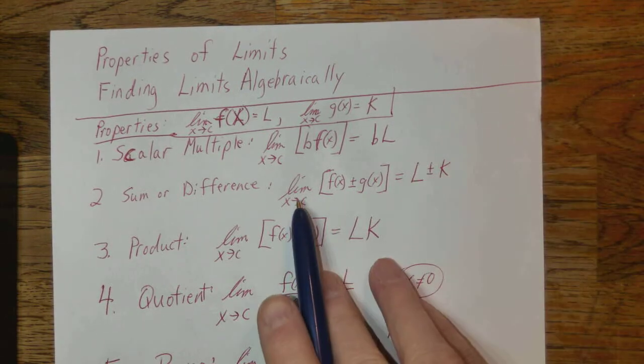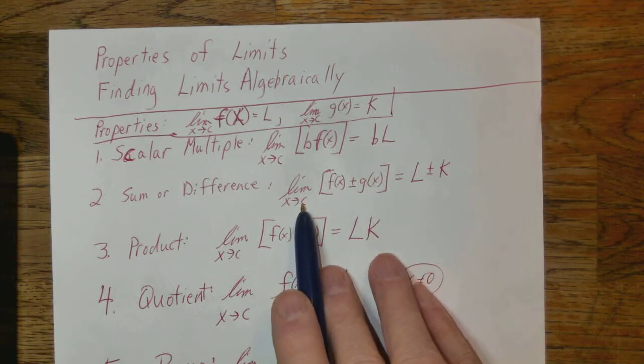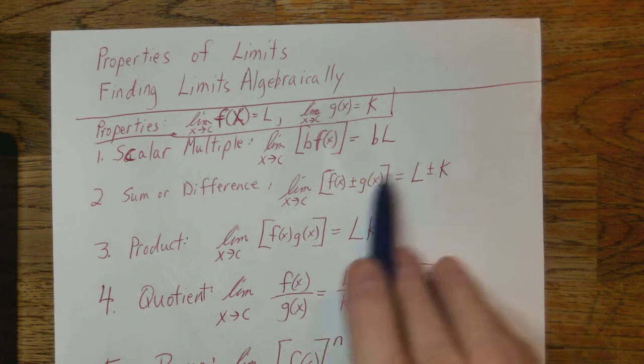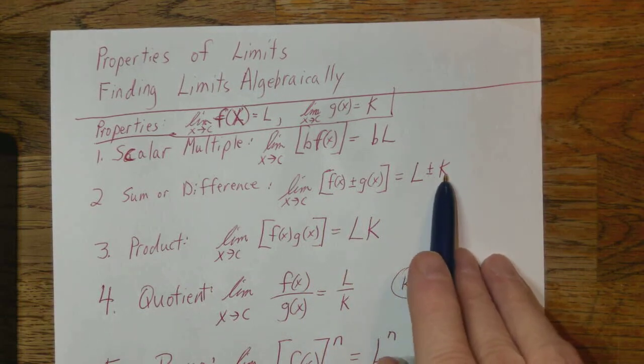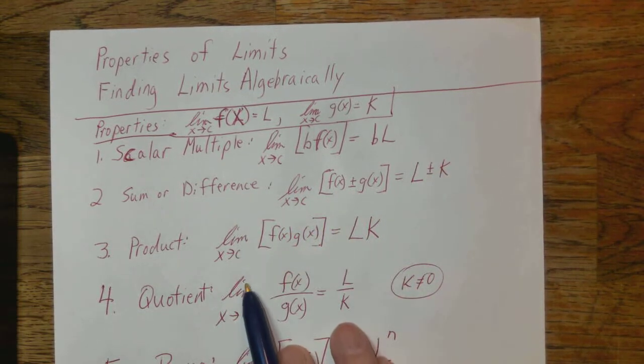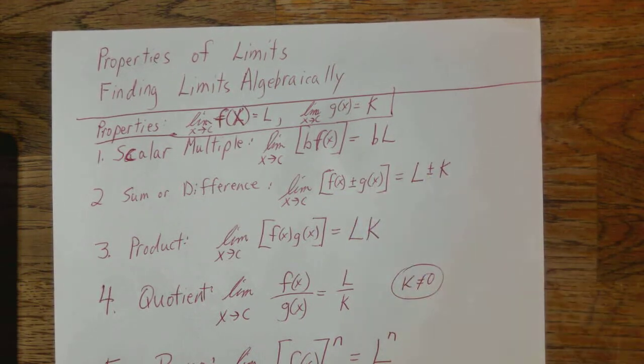Now sum or difference, okay, f of x plus g of x, the limit as x approaches c of that is L plus k. F of x minus g of x, the limit of that is L minus k. Rather than write them both separately, we're just going to write them as one.